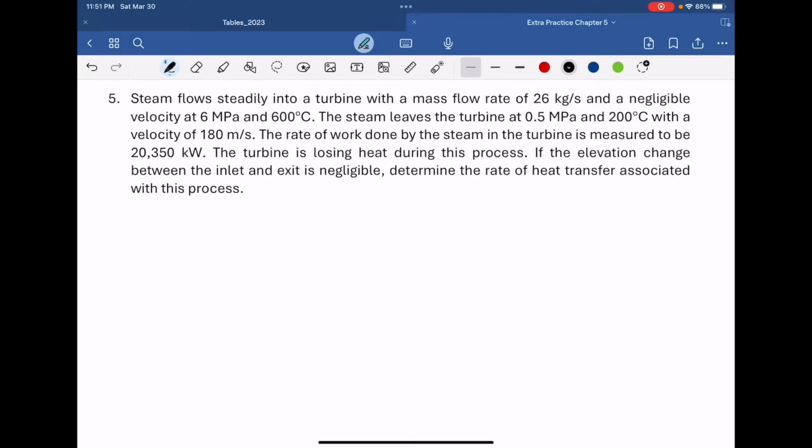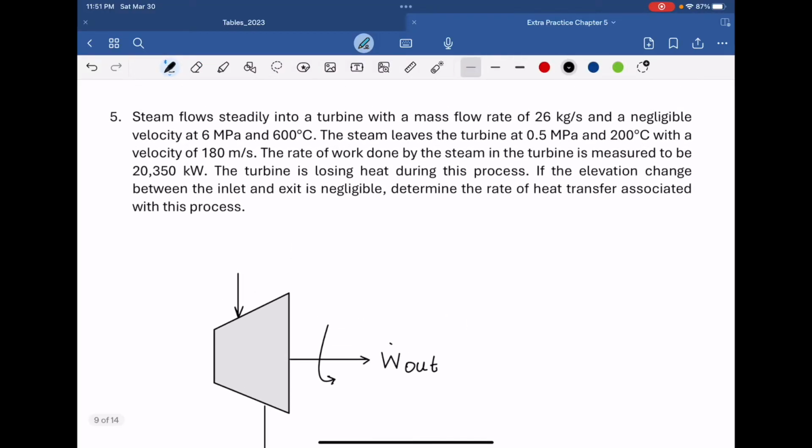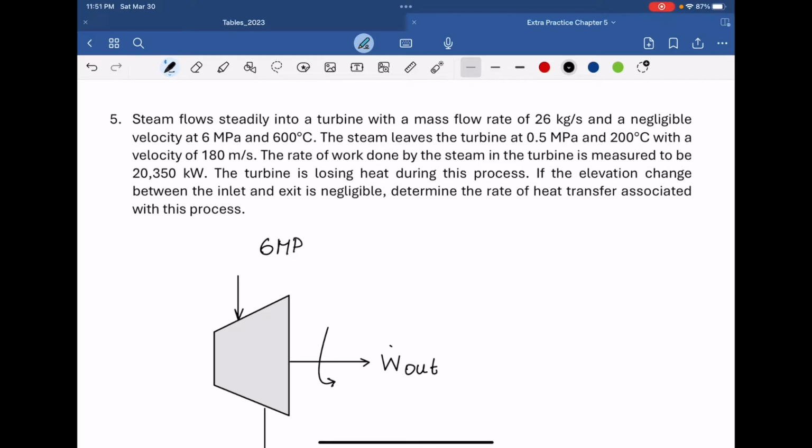Steam flows steadily in a turbine with a mass flow rate of 26 kilogram per second with negligible velocity at 6 megapascal and 600 degrees Celsius. As we always do, we sketch a turbine and we remember that a turbine generates a power output using the energy of steam. Okay, let's delete that. And they are giving us 6 megapascal for pressure and 600 degrees Celsius for the temperature in the steady flow device, that is the turbine. And then there is one single mass flow rate, since one single stream, one inlet, one exit, and they are giving it to us.